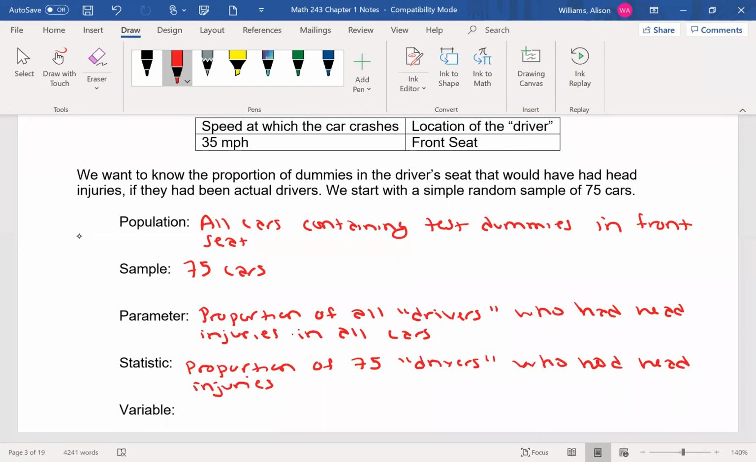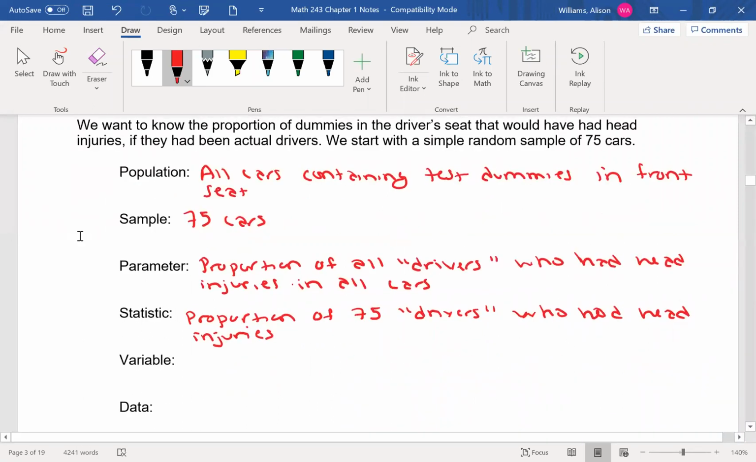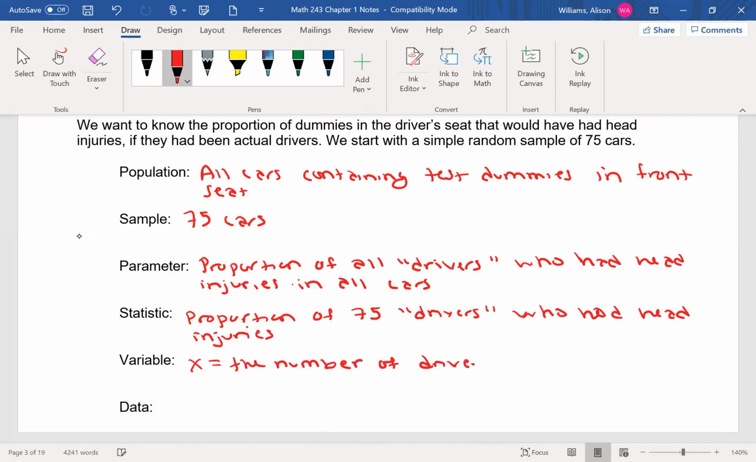All right. So the variable in this case would be the number of actual drivers, or these test drivers, that actually experienced some sort of head injury. What would have been a head injury? Okay. So this would be the number of drivers with head injury. And here I do want to note that's referring to the sample, within the sample. So this would be a number 75 or less. Okay, so this X, this value is the number of those drivers, those 75 or less.